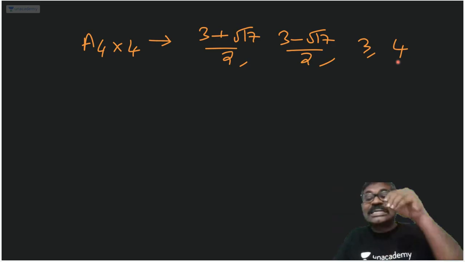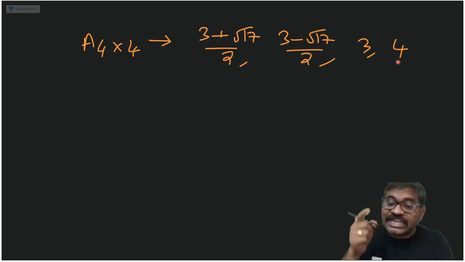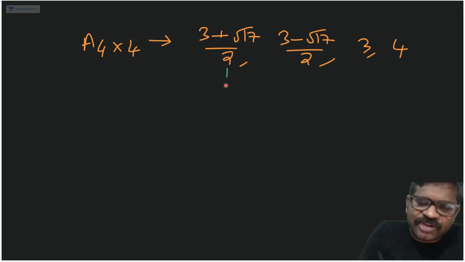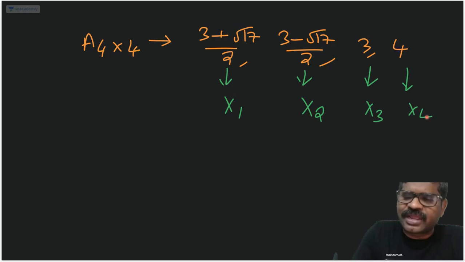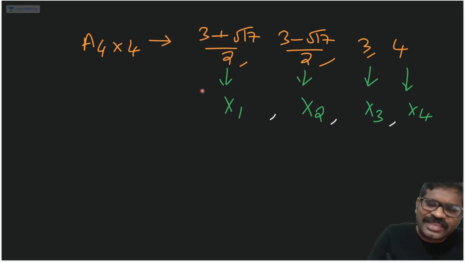4 distinct eigenvalues. If you have distinct eigenvalues, for every distinct eigenvalue there will be one independent eigenvector. Corresponding to the first eigenvalue, one independent eigenvector; next eigenvalue, another independent eigenvector, and so on. So 4 independent eigenvectors for a 4 cross 4 matrix. So what is the AM of this eigenvalue? 1. What is GM? 1.